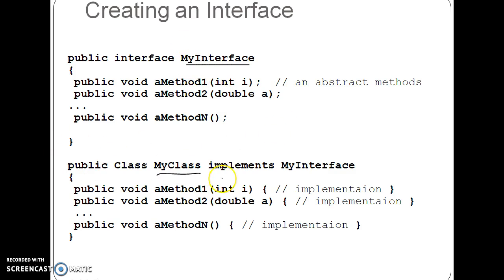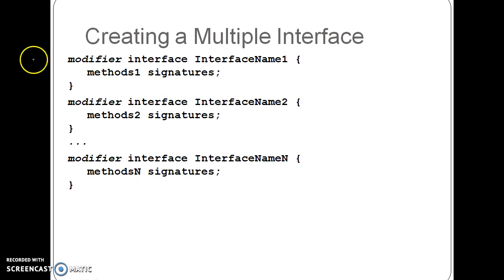So public class MyClass implements MyInterface, and here we should define all the methods declared in MyInterface inside the implementing class. That is, public void aMethod1 with its implementation part, and the second method with its implementation part as well. Similarly, all the methods defined inside the interface should be defined inside the class.